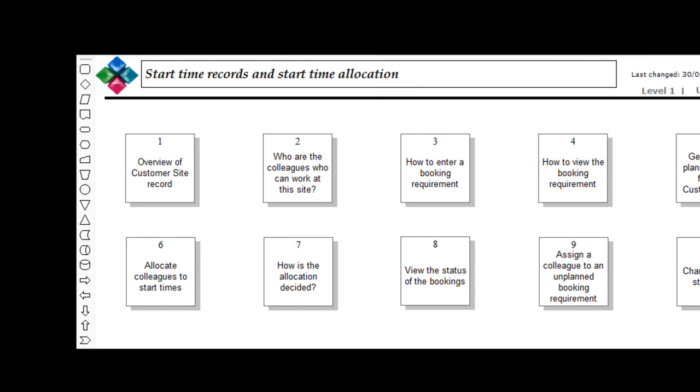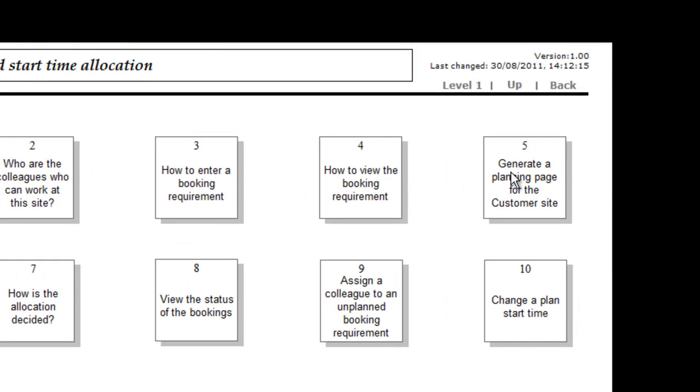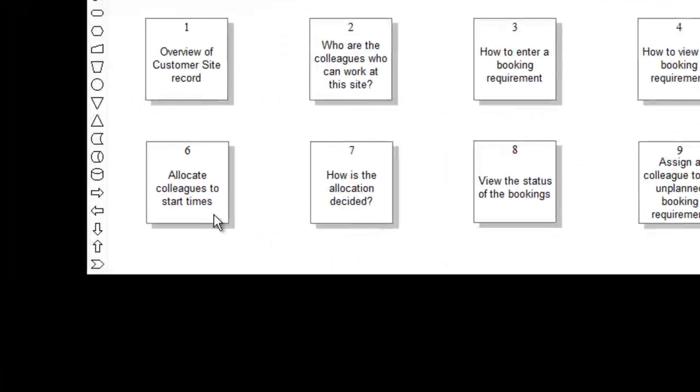Okay, we've now covered all the first 4 items, and we've now reached the stage where we're going to generate a planning page for the customer site, because we've generated some start time requirements and we have some colleagues with appropriate terms and conditions. So we're going to generate the planning page, then we're going to show you how to allocate colleagues to the start times. Then we'll take you into the detail as to how the system allocates start times.